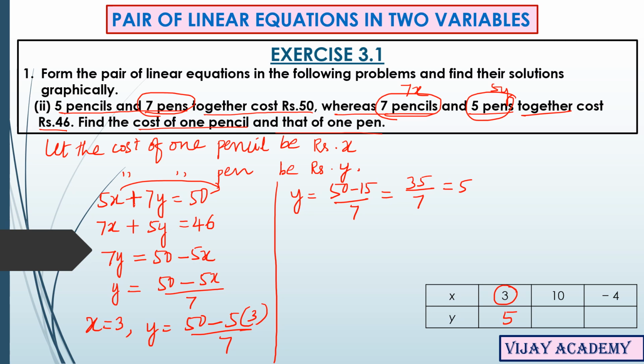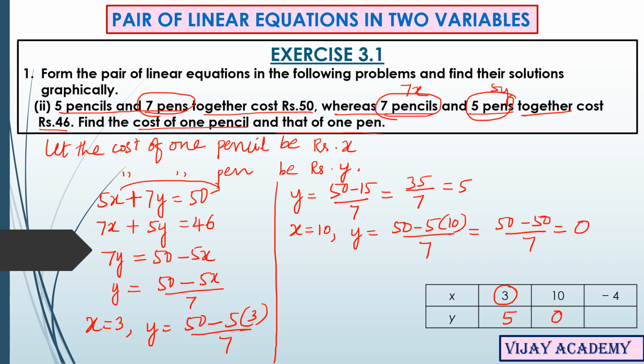Now let us take 10. So taking X as 10, we get Y equals to (50 minus 5 times 10) divided by 7. So that will give you 50 minus 50, which is 0. 0 divided by 7 is 0. So we can take the Y value as 0.